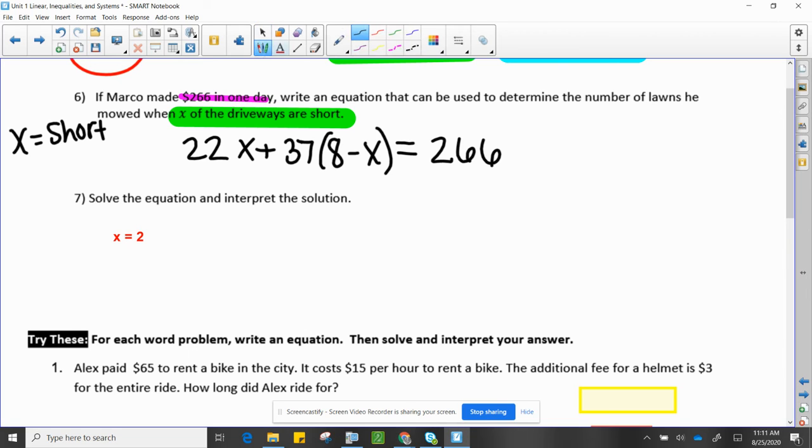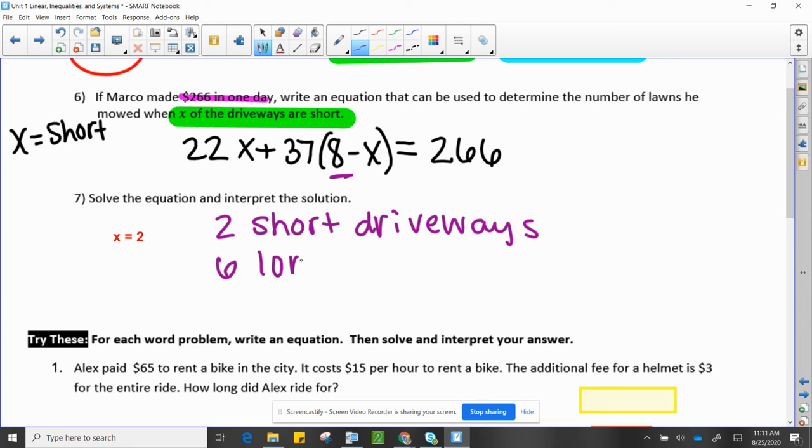So remember, X stood for the short driveways. So that means he did 2 short driveways. Well, what does that leave for long driveways then? If they did 8 total, well, 8 minus 2, that's 6. That means he mowed 6 lawns that have a long driveway.